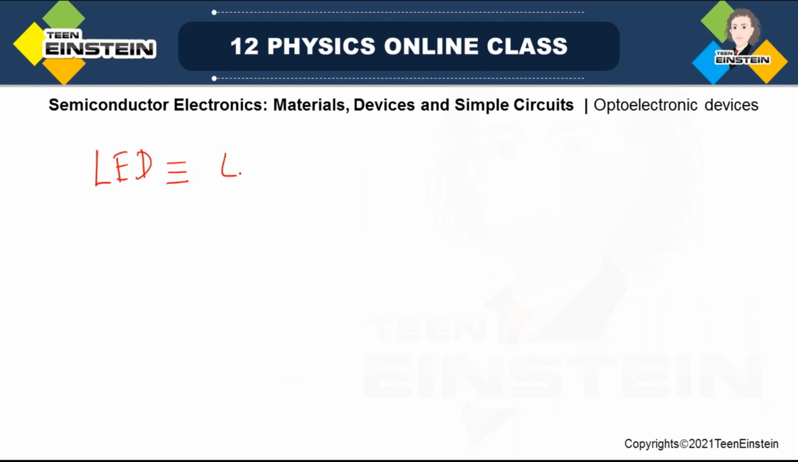LED means light emitting diode. So LEDs, or light emitting diodes, are operated in forward bias condition. What is the working principle for LED?